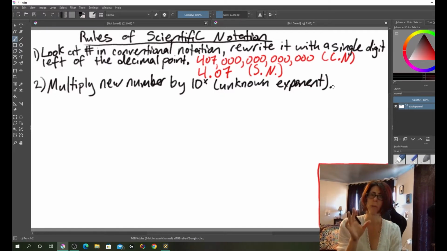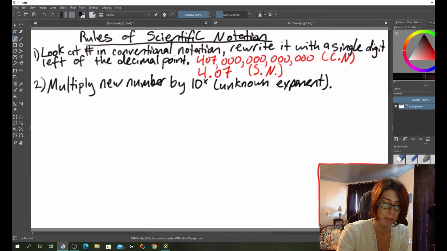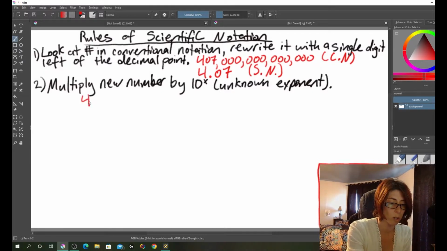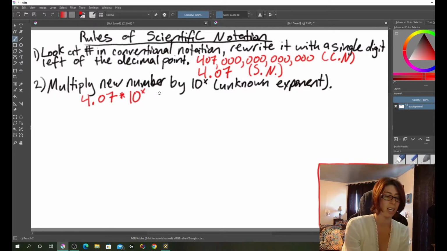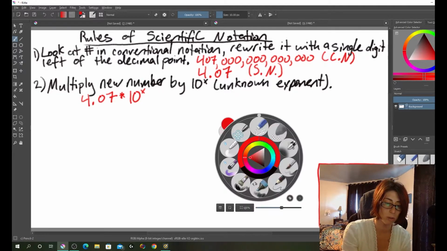Now, just giving you some foreshadowing, step 3 is going to be about figuring out what that exponent is. But again, I'm just taking you step by step here. So let's go back to our example. Our new number was 4.07, and we're going to multiply it by 10 to the x. Okay? We don't know what the exponent is. I'm just using x as a stand-in. All right, so let's move on to step 3.